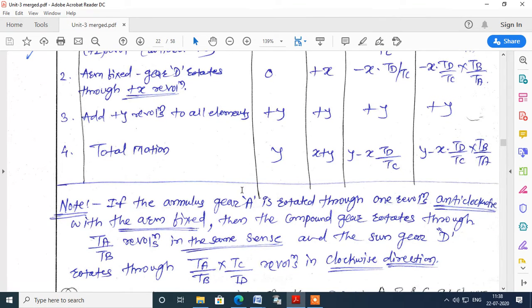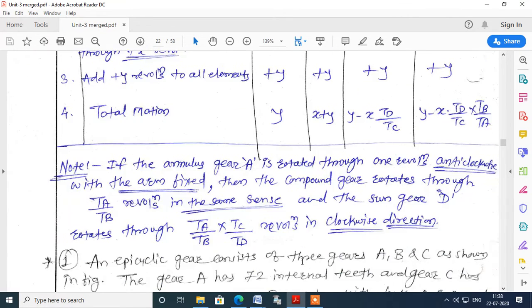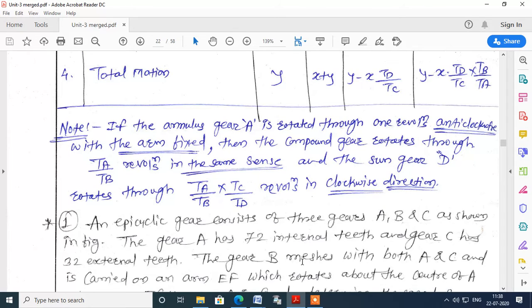Here note that, write down this note. If the annulus gear A is rotated through one revolution anticlockwise with the arm fixed, then the compound gear rotates through TA by TB revolution in the same sense, and the sun gear D rotates through TA by TB into TC by TD revolution in clockwise direction. Okay.